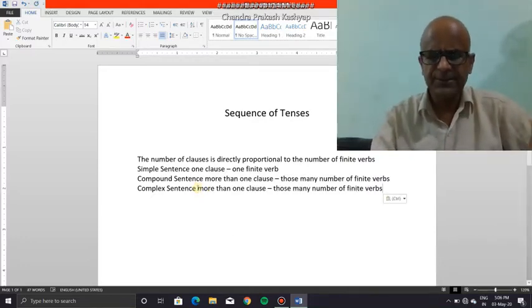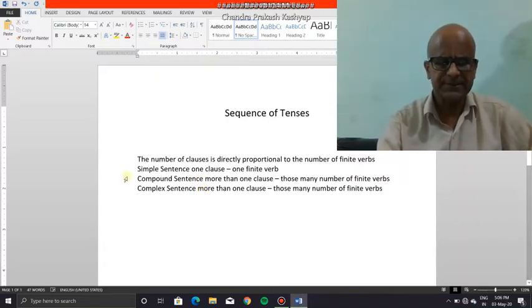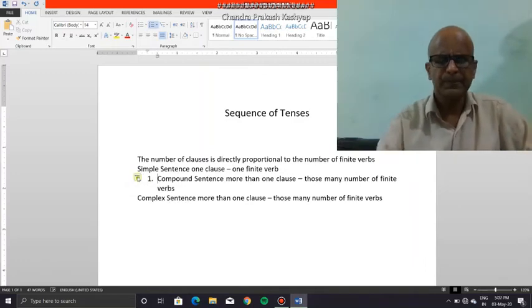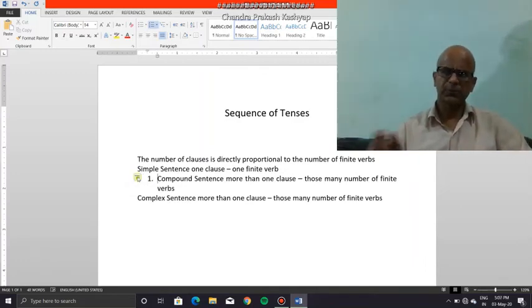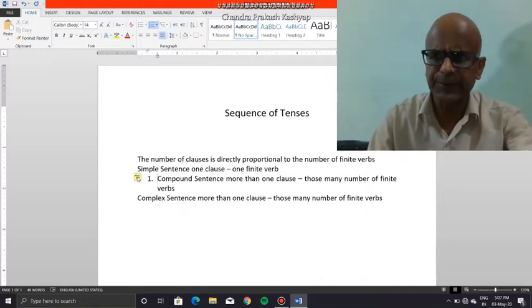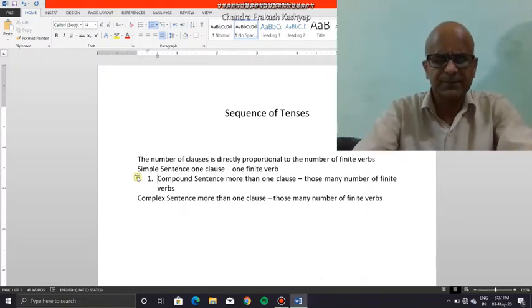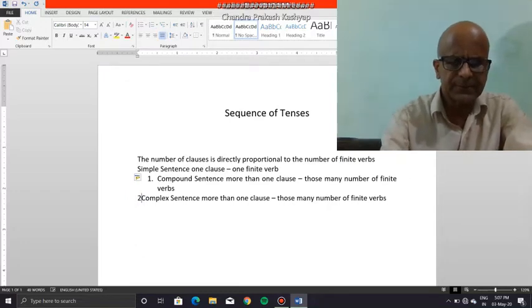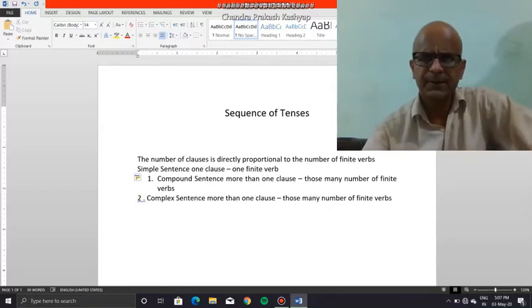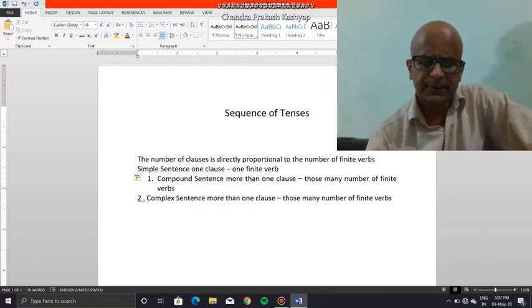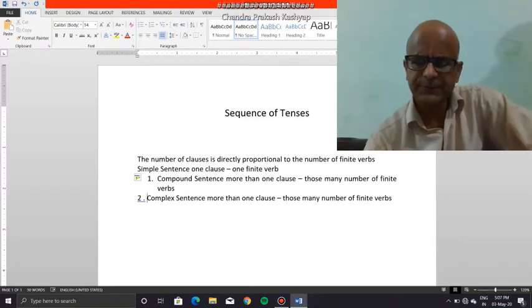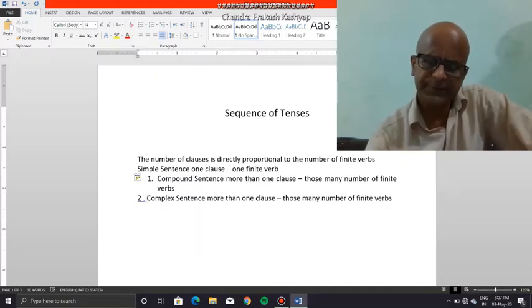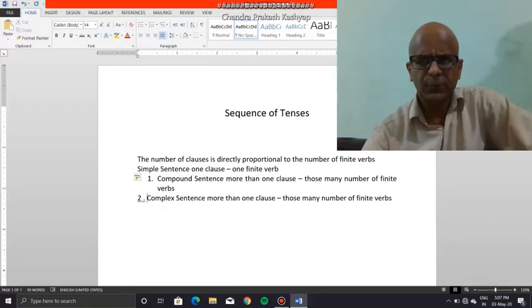However, the only difference is that in a compound sentence, the different clauses will not be dependent for their meaning on one another. All clauses will be independent of each other. Whereas in a complex sentence, the meaning of one clause, or more than one clauses, will be dependent on one main clause.